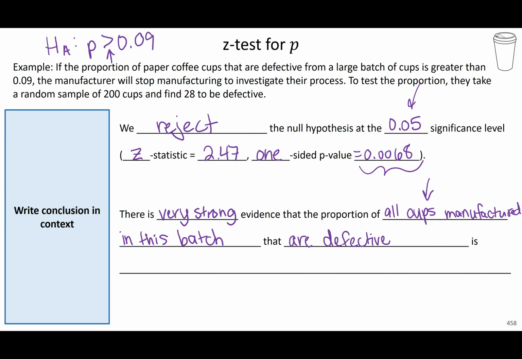This is going to be the alternative in context. So we were looking at greater than 0.09. So we have very strong evidence the proportion of all cups manufactured in this large batch that are defective is greater than 0.09. What this translates to is they need to shut it down. They need to shut down this process and investigate, because they said if it was higher than 0.09 they would stop. So that's where we are with that particular problem.